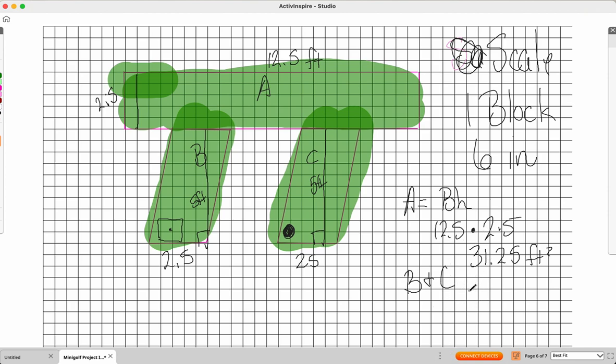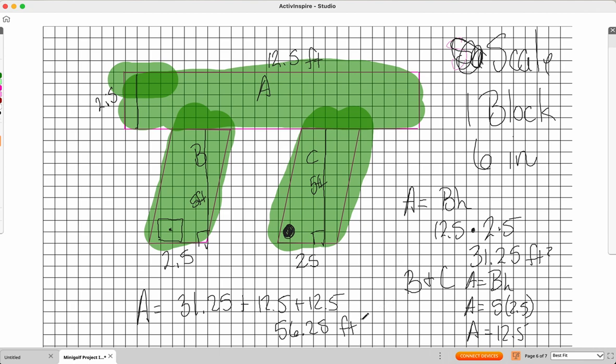So again, it's base times height. I'm going to say area is equal to 5 times 2.5. So I've got 12.5 feet, and I'm going to multiply that by 2. So I have 2 areas. So the area of this entire math pie diagram is 31.25 plus 12.5 plus 12.5, for a total of 56.25 square feet.